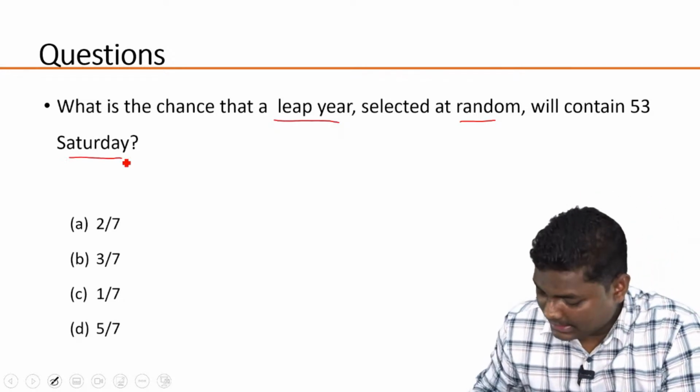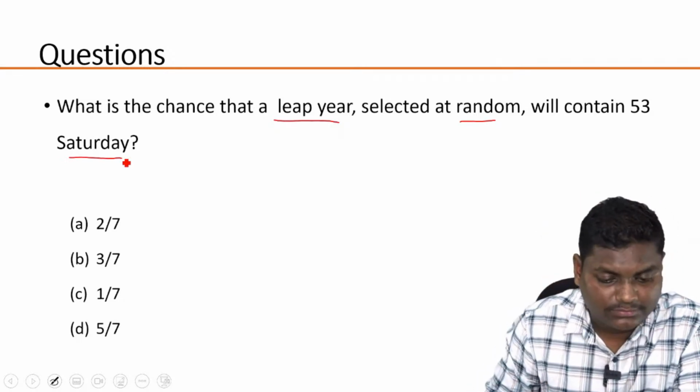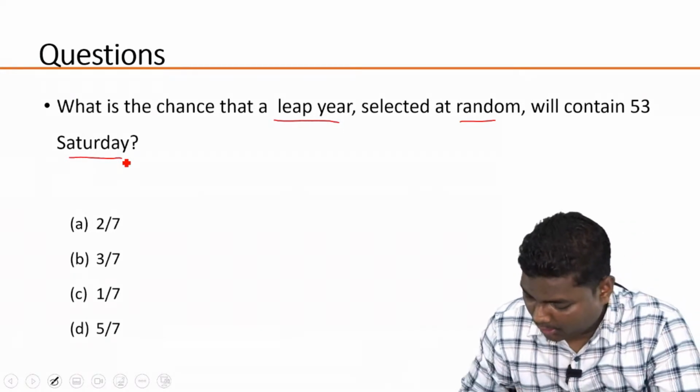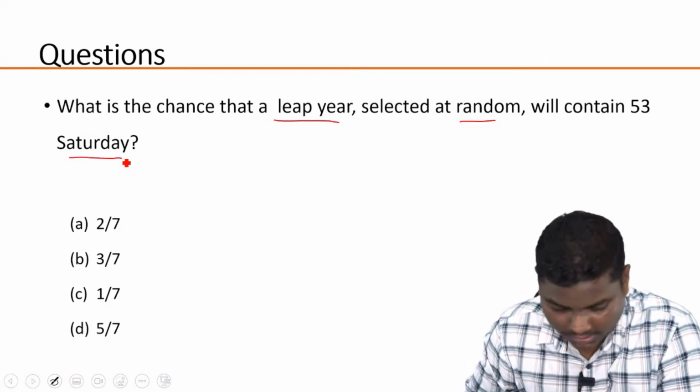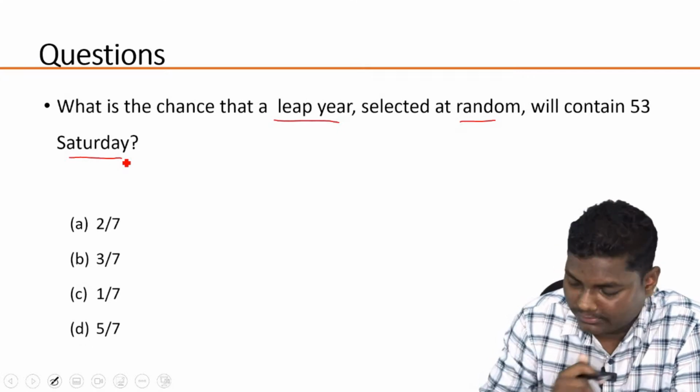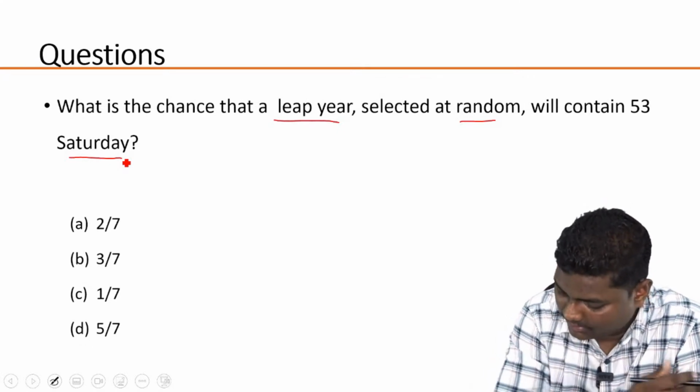Great. Anupam is saying option 2. Option A, 2 by 7, right? Okay, 2 by 7.